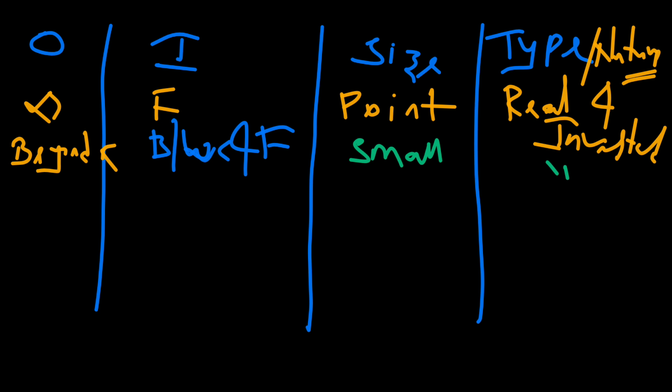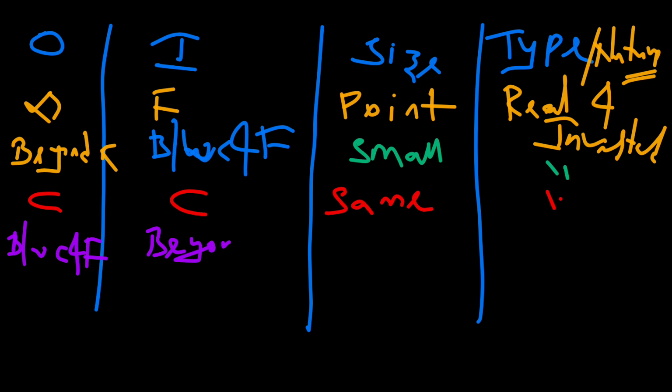So next situation, when the object is at C, the image is at C. Here the size is the same, real and inverted again. Coming to the next situation, the object is between C and F. The image is beyond C. The size is enlarged, again real and inverted.